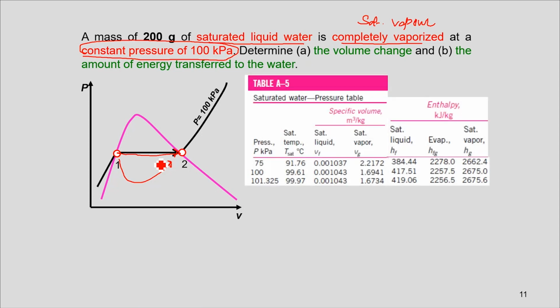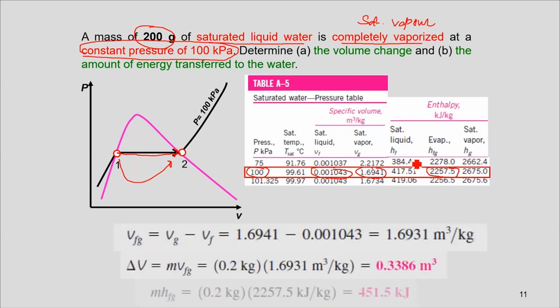So in order to calculate the volume change for 100 kilopascal, you will have to find out Vf, Vg. The difference of the two would give you the change in specific volume. You will multiply it by the corresponding mass, and this would give you the volume change. Similarly, Hfg is given to you. Just multiply it with the mass, and it would give you the corresponding change in energy that is being transferred to the system as the system moves from state 1 to state 2.